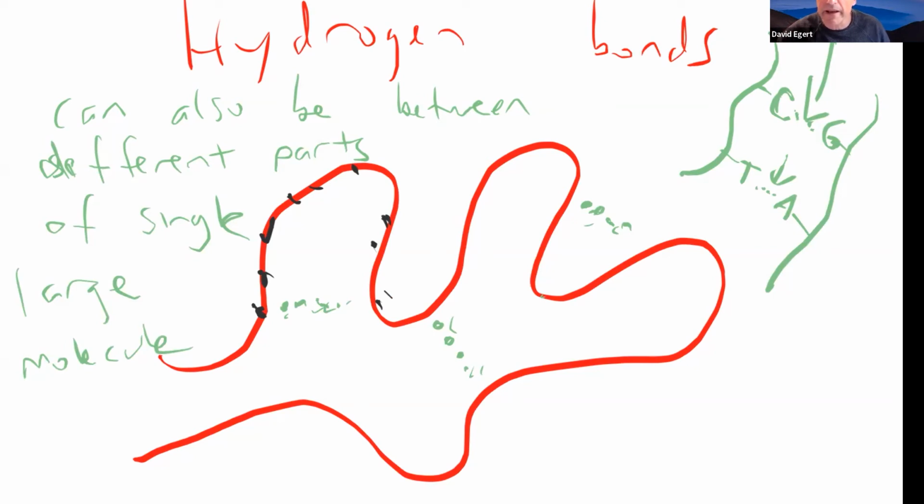Breaking a hydrogen bond is pretty easy. You can do it by slapping it with your hand. Breaking a covalent bond is not so easy. So what we're going to do is just finish tying off this chemical bonding thing and get into the lab stuff.